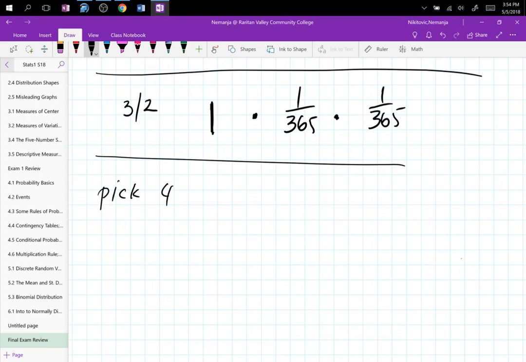So, pick 4. You are picking digits 0 to 9. Hold on. You are picking 4 numbers. So here it is: one number, another number, another number, and the last number.